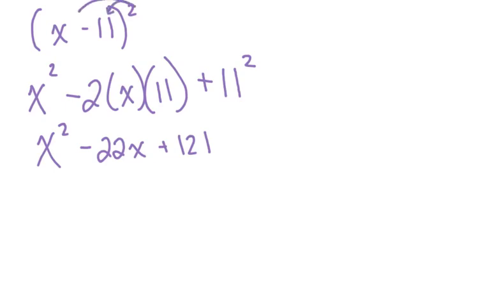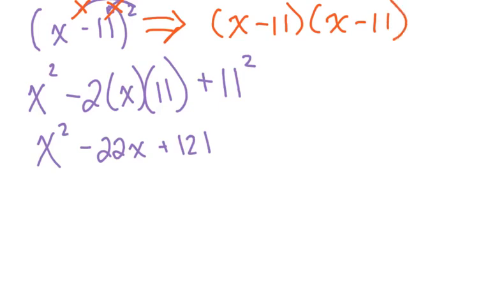Again, don't distribute that term in. That's a big no. You have to know that there are two of those x minus 11 terms. It's like saying x squared when you tell me I have two of those x's that I'm multiplying together. So let's try a few more.